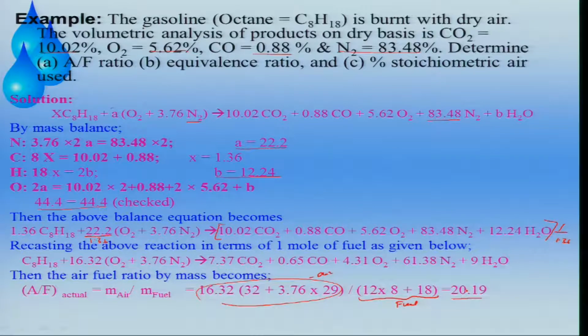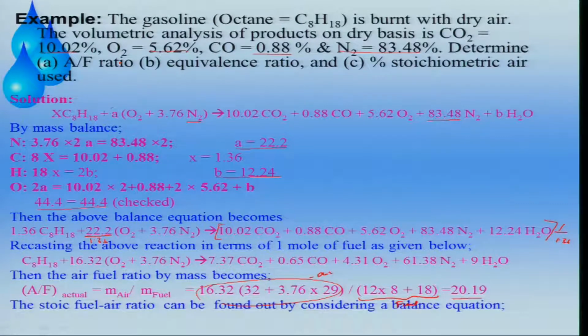Now, the air fuel ratio we have found out, and we need to find the equivalence ratio. For that we need to know the stoichiometric air fuel ratio, which can be found out by considering a balance equation: C8H18 plus 12.5 O2 plus 3.76 N2 going to products carbon dioxide, water, and 47 nitrogen. Keep in mind that there is no carbon monoxide and no extra oxygen in the product. All the fuel is converted into carbon dioxide and water. So this is our stoichiometric reaction.